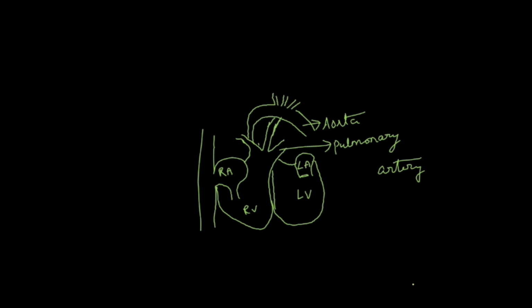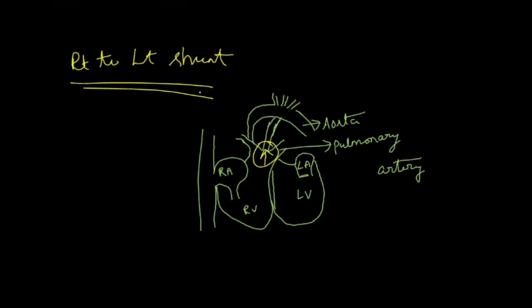And second, when the pressure in the pulmonary artery is too high, this will cause reversal of shunting. There will be a right to left shunt, from the pulmonary artery to the aorta instead of from the aorta to the pulmonary artery. This right to left shunt is called Eisenmenger syndrome.